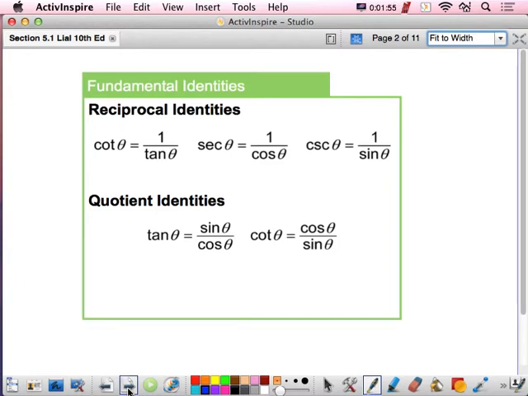The quotient identities state that tangent of any angle is always equal to sine of that angle divided by cosine of that angle. And that is only true if the angles are the same, so be very careful with that. Cotangent of theta is equal to cosine of theta over sine of theta. So I'll pause for a second and see if you need to make some notes there. Hopefully you know all of these.